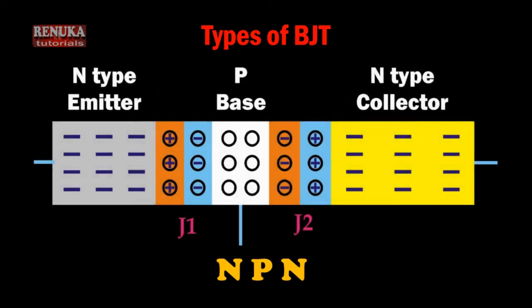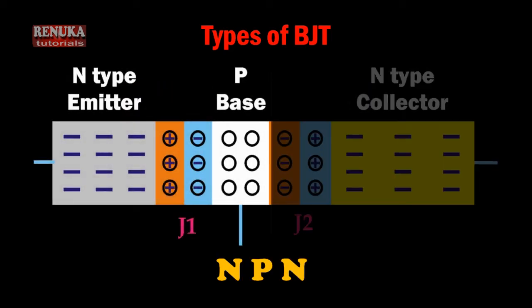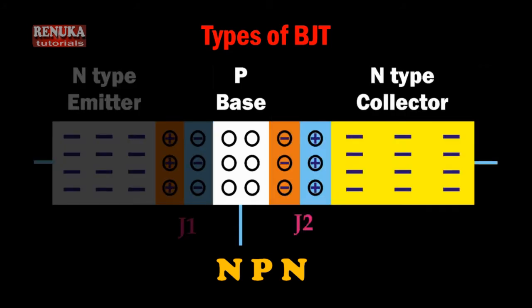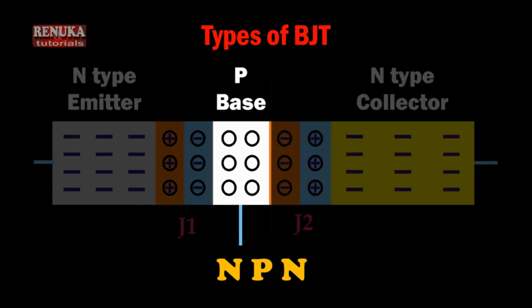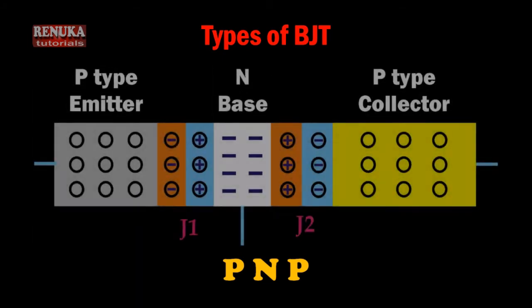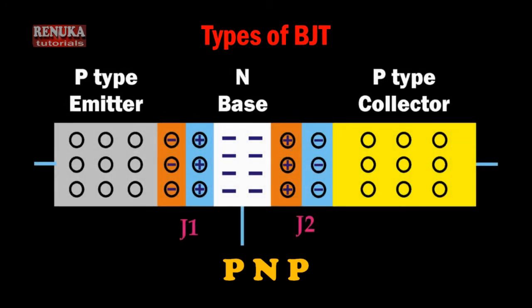In the diagram you can see there is a junction between emitter and base, and the emitter is N type, base is P type, and again a PN junction diode is joined there. So the two P types combine to form a single region, a single base, which is of P type, and the other N type will be the collector. So this is how the NPN transistor is formed. In a similar way, we can join PN and NP diodes to form a PNP transistor.